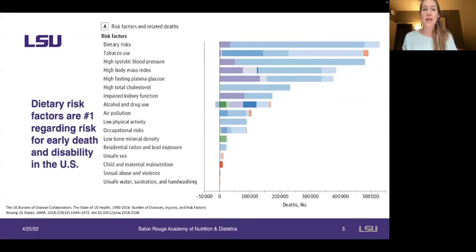We also know that dietary risk factors for early death and disability really outnumber some other common risk factors like tobacco use, alcohol and drug use, low physical activity, some other really key public health issues. And so intervening on diet is super important.